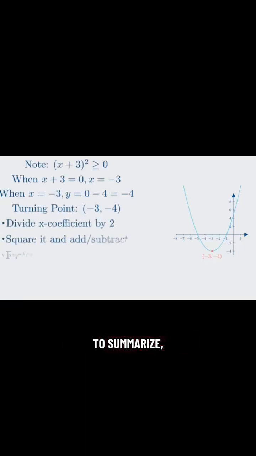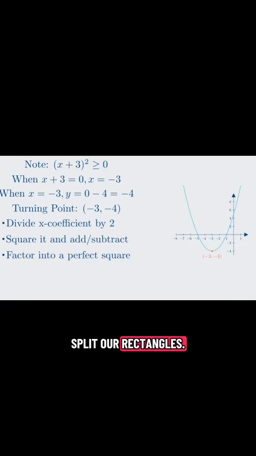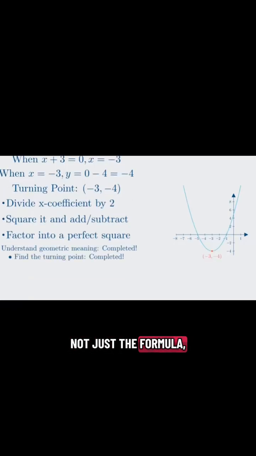To summarize, we divide the coefficient of x by 2 to see how to split our rectangles. We square that number to find the missing corner. Then, we adjust the constant to find our turning point. You now know not just the formula, but the actual geometry of why completing the square works. You've turned an abstract algebraic trick into a concrete visual tool.